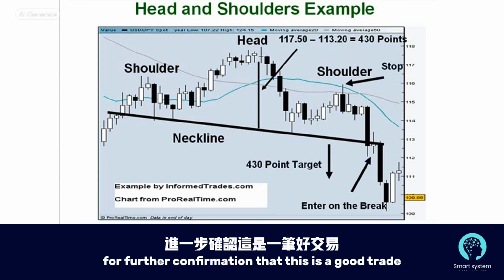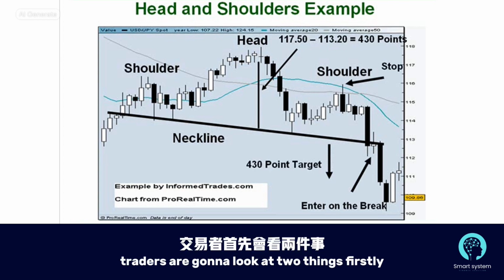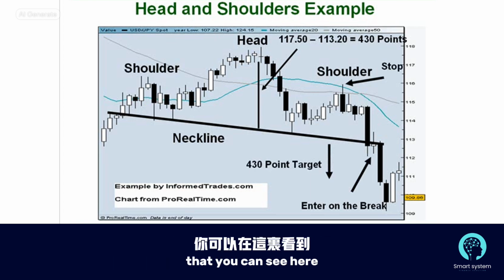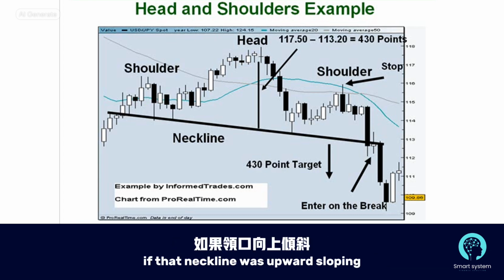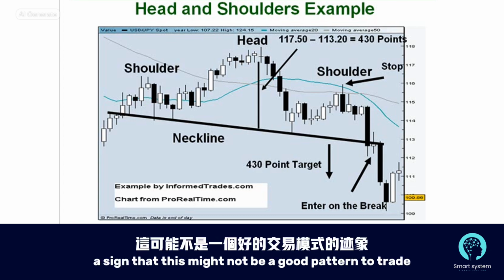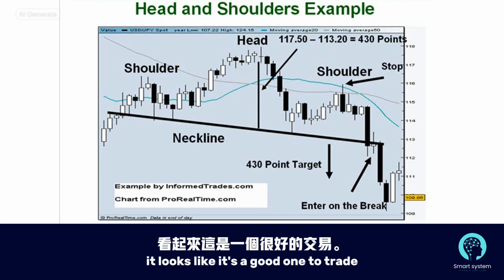For further confirmation that this is a good trade or good pattern to enter on, traders are going to look at two things. Firstly, they're going to look for a downward sloping neckline that you can see here. We have this in this pattern as further indication that the market is reversing. If that neckline was upward sloping, then that would be a sign that this might not be a good pattern to trade this time, but since it's downward sloping, it looks like it's a good one to trade.